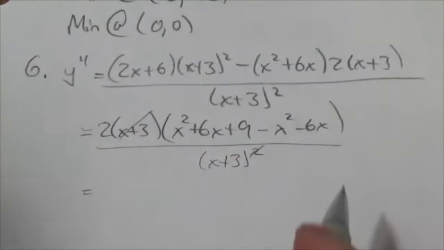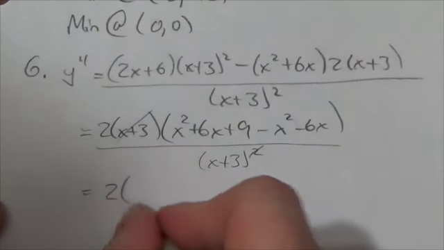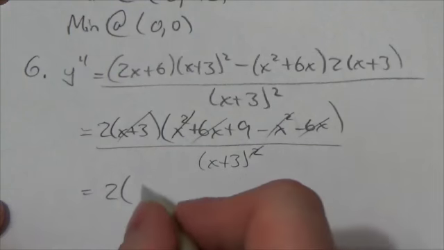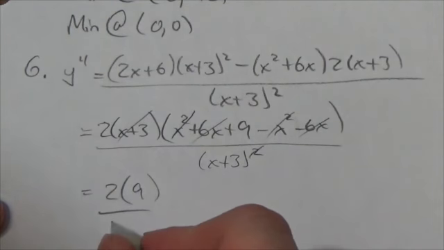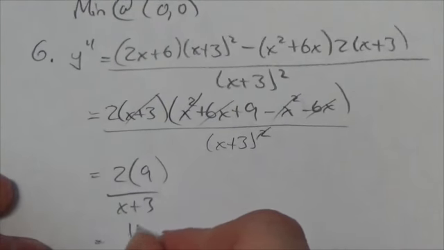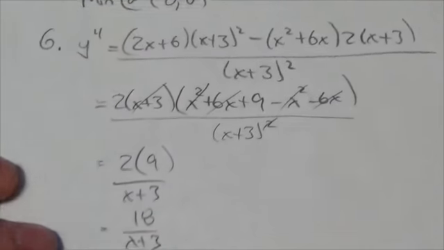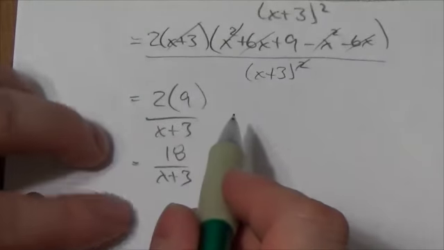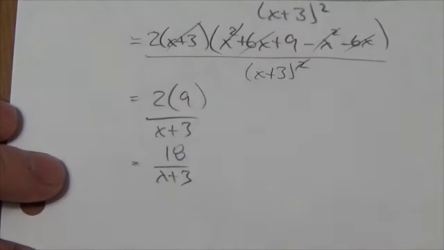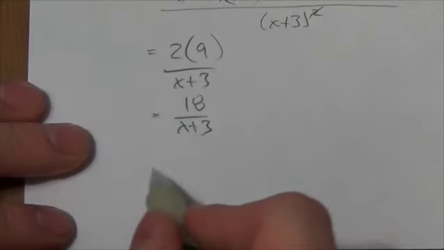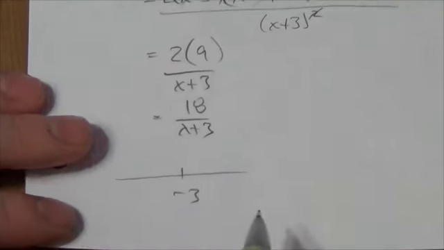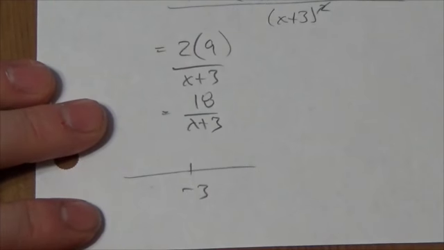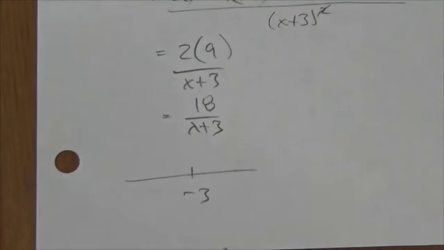The x plus 3 over the x plus 3 is going to cancel here, and I'm left with 2 times, now I like that, the x squared goes away, the 6x goes away. That just couldn't have been any prettier. And so this becomes 18 over x plus 3. That's just absolutely amazing. The only issue here is that it becomes undefined at negative 3. And because that was a vertical asymptote, that doesn't end up being a point of inflection, so I don't even have to worry about that.